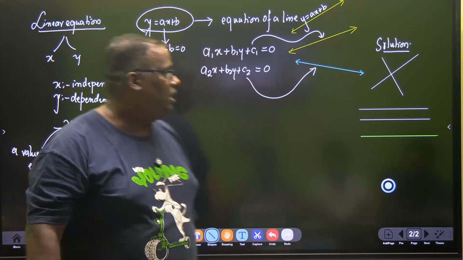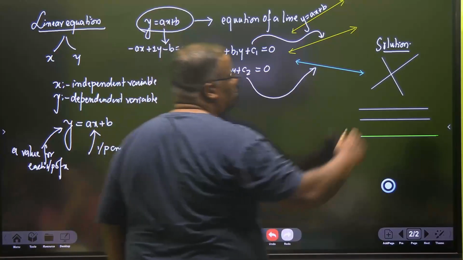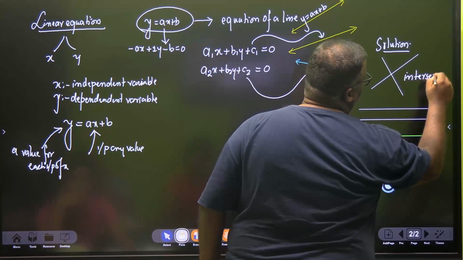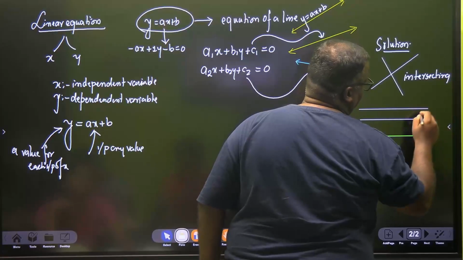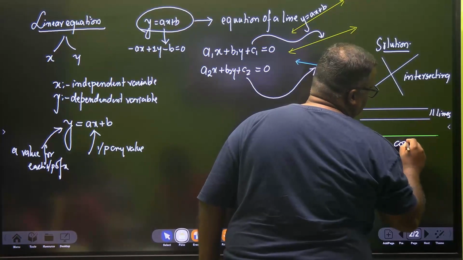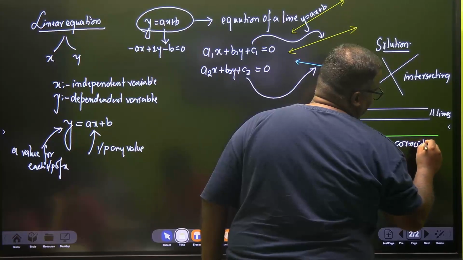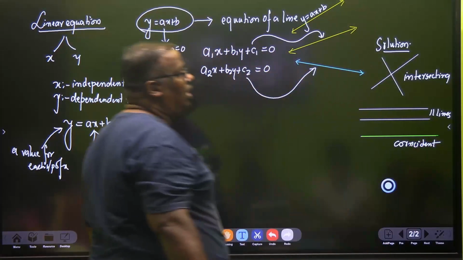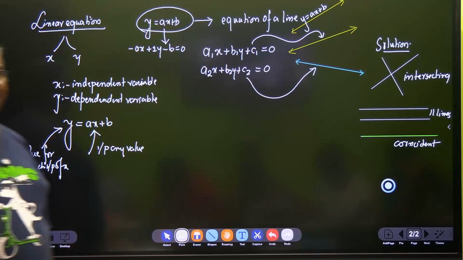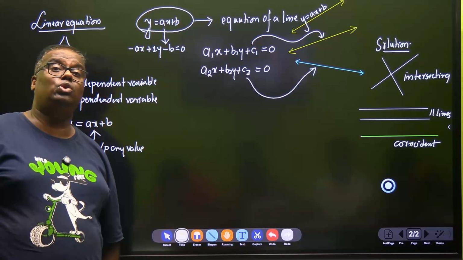Agreed? Right. In such a case, let's give some English names to them. This is intersecting lines. These are parallel lines, and this is called coincident. The name for this is coincident, where one lies over the other. Understood? Now you are looking for a solution.